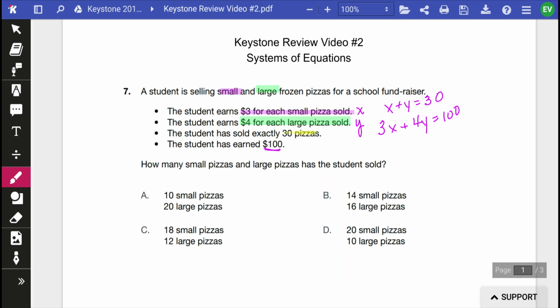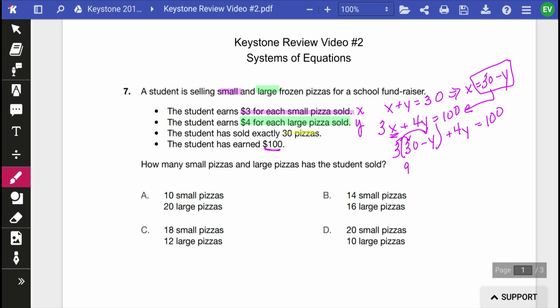I'm going to take my first equation, and I'm going to transform it. I'm going to solve it for x. So we have x equals 30 minus y. And then I'm going to substitute that into my second equation for x. Then I'll only have one variable. So 3 times (30 minus y), because 30 minus y and x are exactly the same thing, plus 4y equals 100. I'm going to distribute next to get rid of my parentheses.